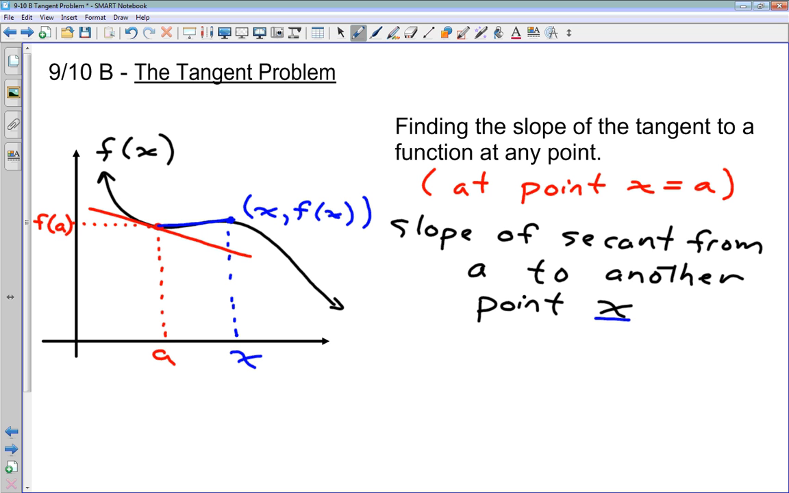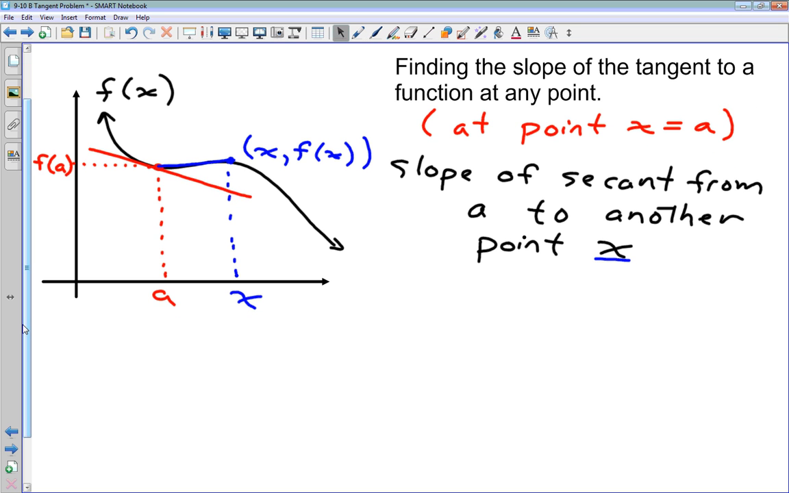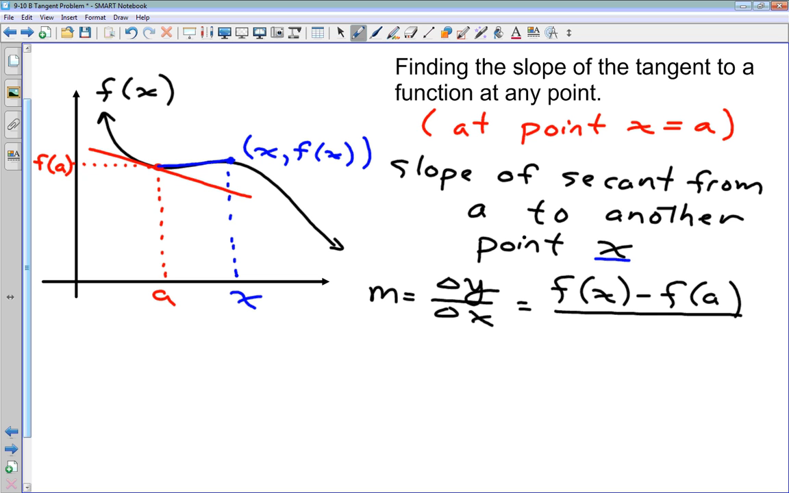And the slope of this secant line, obviously, is delta y over delta x, or our change in y, so f at x minus f at a. So the difference between those two y values divided by the difference between those two x values. So that's just our formula for the average rate of change from the last lesson, where here we're using a function f instead of a function s, and we're using x instead of t.